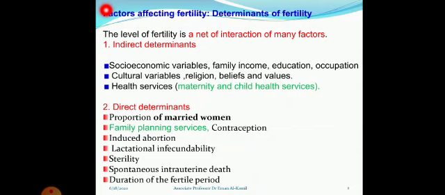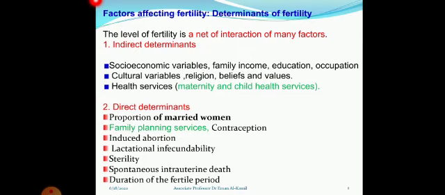Lactational infecundability: some women have what is called natural family planning, because while they are lactating they have amenorrhea and no ovulation, so they will not have a new pregnancy until they wean the child from breastfeeding. So this is called natural family planning or natural contraception, and it may also determine the number of children.